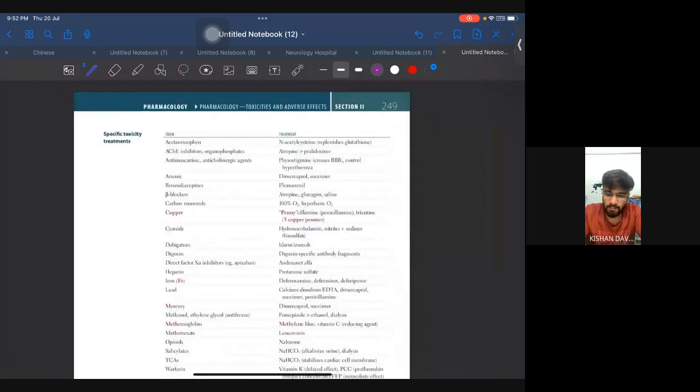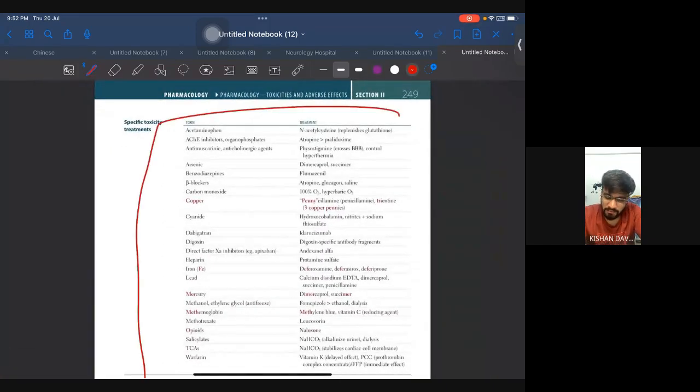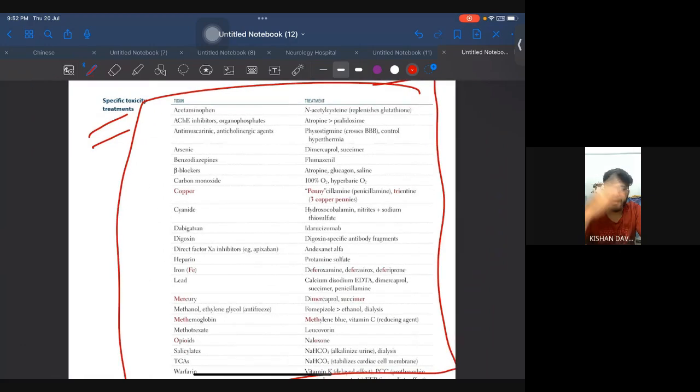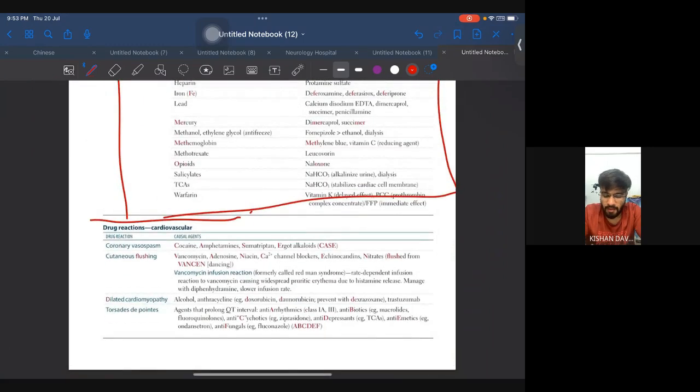And yeah, this I want you to remember. Take a printout of it and stick it on your door. Okay, specific toxicity treatment, very important. It comes in very handy because later, at the end when you will be revising all the drugs, all the antidotes and everything, this is going to be very helpful. Okay, so with this we finish our general pharma.